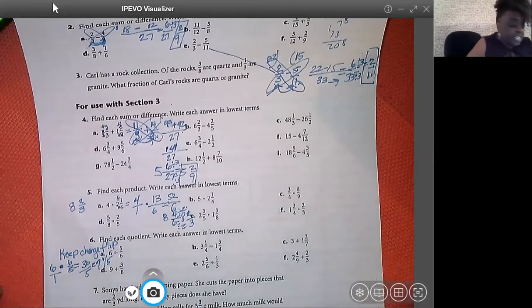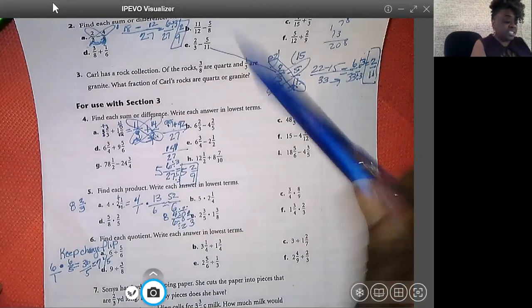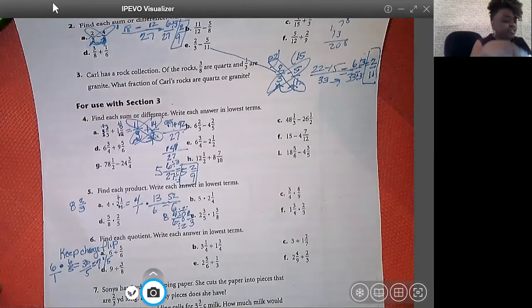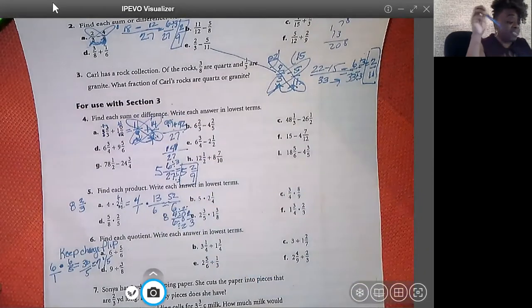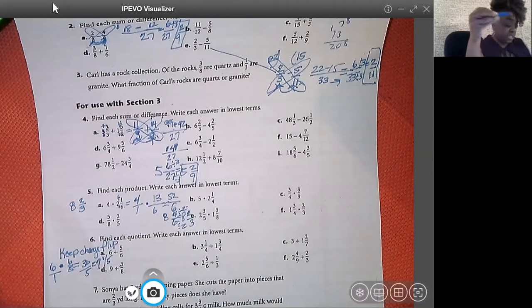Just to recap here, with adding and subtracting fractions, you want to find the same denominator. A shortcut would be the butterfly method, which is to cross product both sides and then multiply both denominators. When you're multiplying fractions, you are just multiplying across and then simplifying. If you're multiplying fractions with whole numbers, then you want to make them into improper fractions and then follow the steps of multiplying fractions and then simplify.